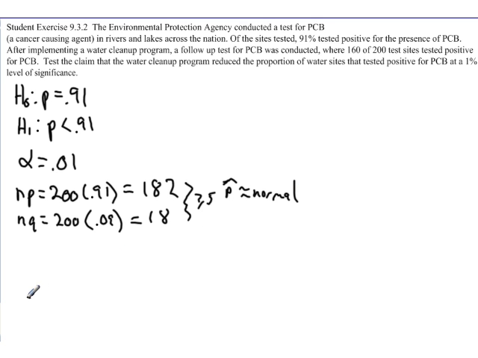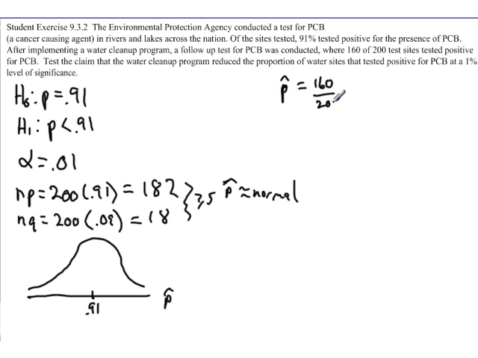So let's draw our normal curve for p hat. And we're assuming 0.91 is going to be the mean for p, so it's the mean for p hat. And where do we find our p hat? Well, our p hat is equal to 160 out of 200, and dividing that out on my calculator gives me 0.80. So, right away, you might say, well, yeah, the cleanup program did reduce the number of sites that tested positive, but did it do so at a 1% level of significance?